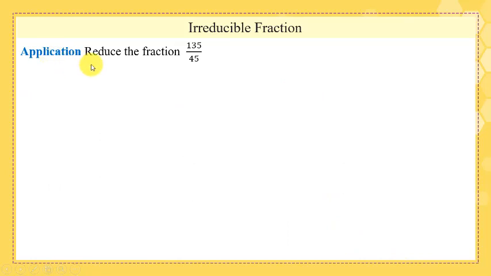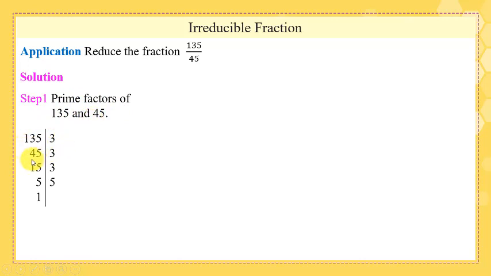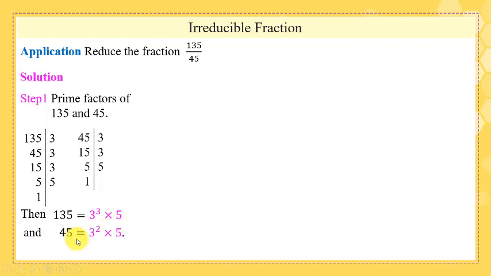Now let's see this application. Reduce the fraction 135 over 45. Please pause the video and try to solve this application. Let's see the solution. First of all, we want to find the prime factors of 135 and 45. 135 is divided by 3, 45 by 3, 15 by 3, 5 by 5, 1. And 45 by 3, 15 by 3, 5 by 5, 1. Then 135 equals 3 cubed times 5. And 45 equals 3 squared times 5.